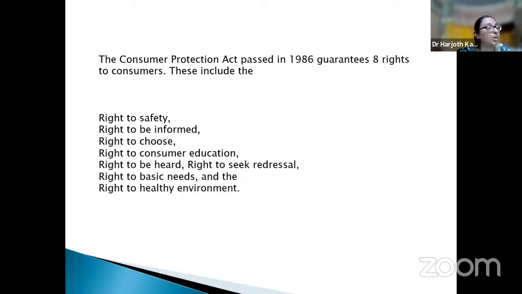Then, not only rights, we have consumer responsibilities also. That is the responsibility of having awareness about the quality and safety of goods and services while purchasing, and the responsibility to collect information about a product or service and update ourselves with any innovations taking place in the market. So it's our responsibility as consumers to know about consumer education. And when we are buying a product, we should see the price of it, the quantity of it, the quality of it.